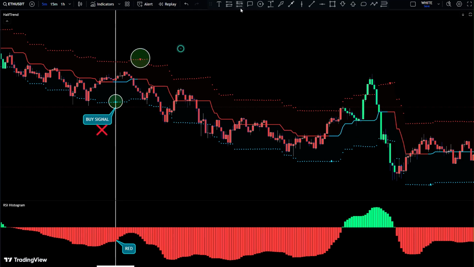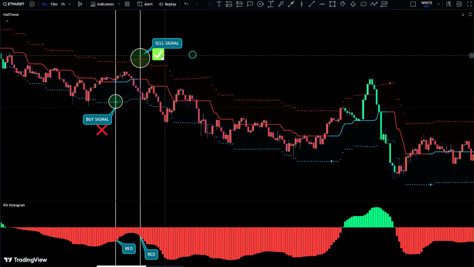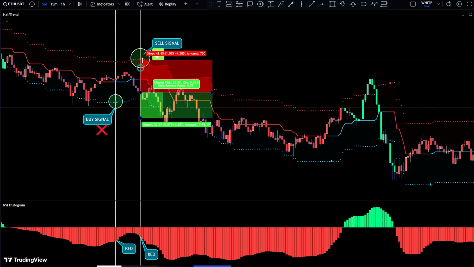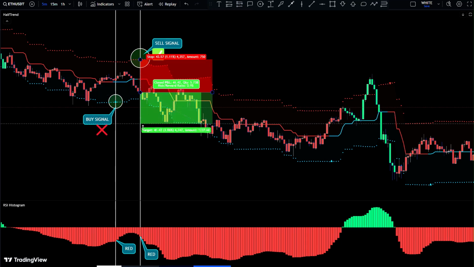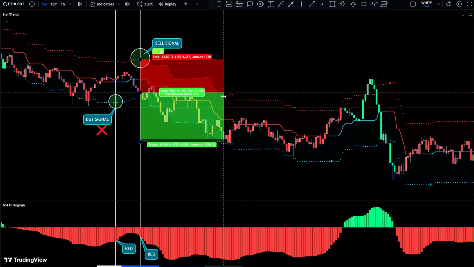Moving on to the next signal, we see a sell signal confirmed by the bearish momentum indicated by the red RSI histogram, with both indicators pointing the same direction, so we can confidently enter the sell trade. Once you're in the trade, manage your risk and potential reward by setting a stop loss at the upper line of the half trend indicator and determining the take profit target using a 1 to 1.5 risk to reward ratio.